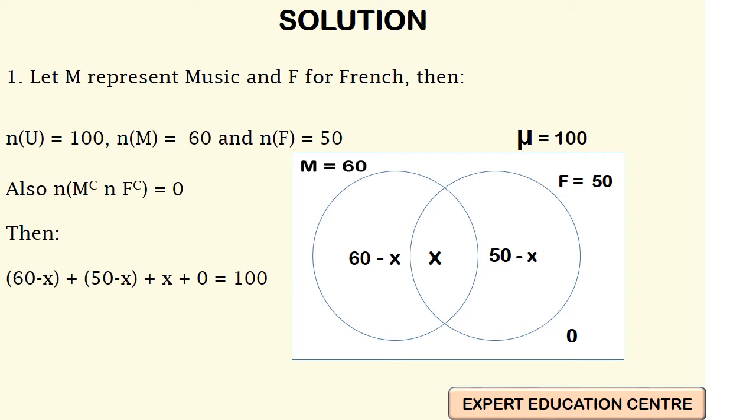Adding up these four possible subsets, we end up with 60 minus x plus 50 minus x plus x plus 0 gives us 100. And then 110 minus x plus x minus x is equal to 100. The plus x and minus x cancel out each other, and we'll be left with 110 minus x is equal to 100. And our final answer will be 10. Therefore, 10 students offer both music and French.